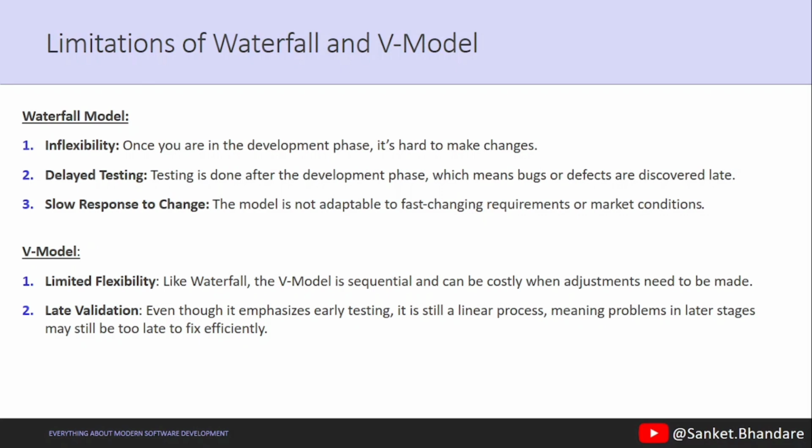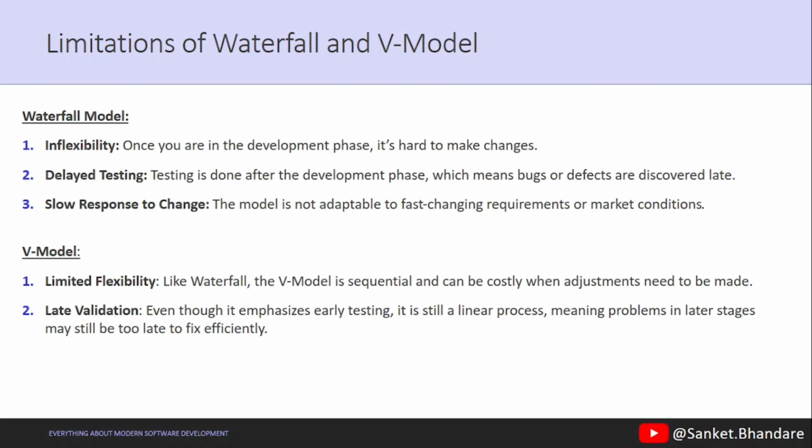First one is waterfall model, and the first limitation of waterfall model is inflexibility. As you know, waterfall model is rigid and it follows a sequential process. It's hard to make changes. Second limitation is delayed testing. Testing is done after the development phase, which means bugs and defects are discovered very late during the whole software development process. Third limitation is its slow response to change. The model is not adaptable for fast changing requirements or market conditions. So these are the limitations of waterfall model.